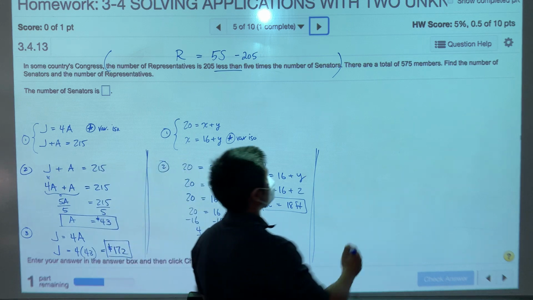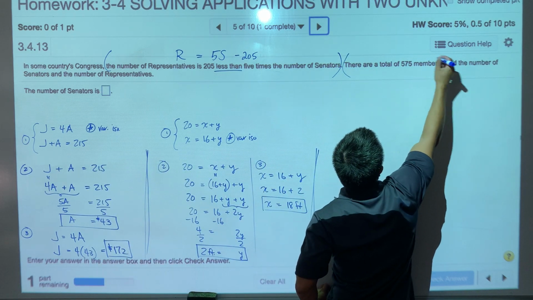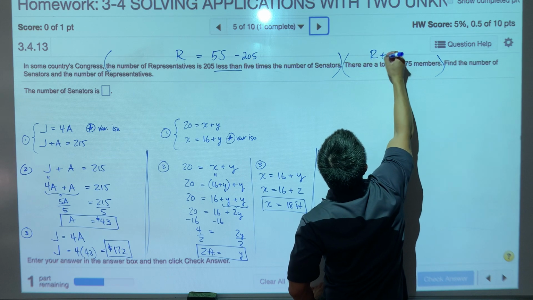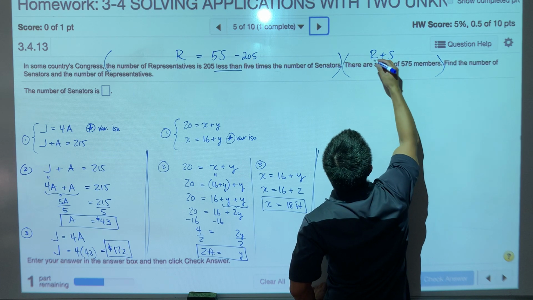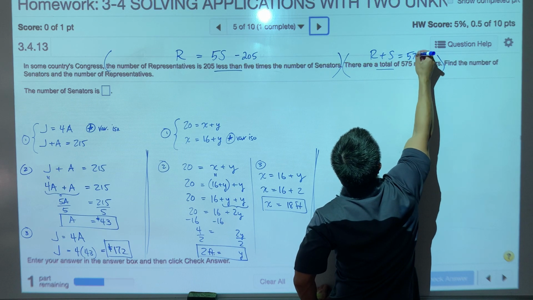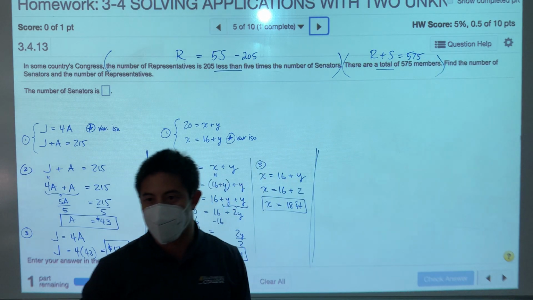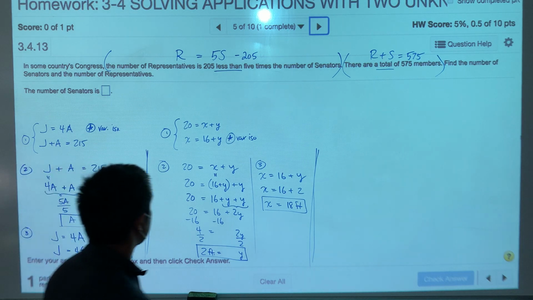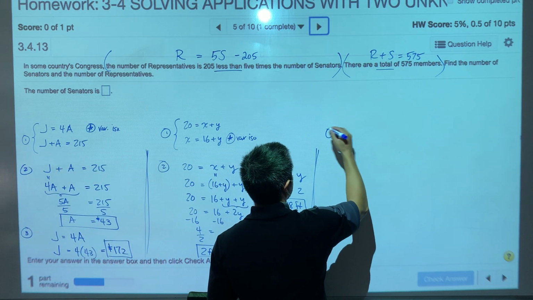The second part looks like it's pretty easy. There are a total of 575 members. That is as easy as it seems. Representatives plus senators is a total. Usually the word of stands for multiplication, but in this case it's just an equal. So the total number of representatives and senators, R plus S equals 575. And there's our 2 equations. Let's go attack it.